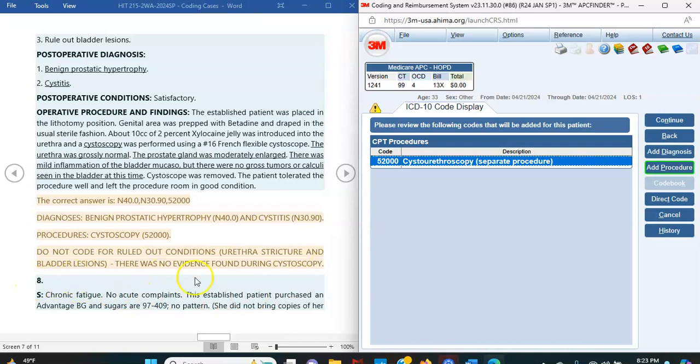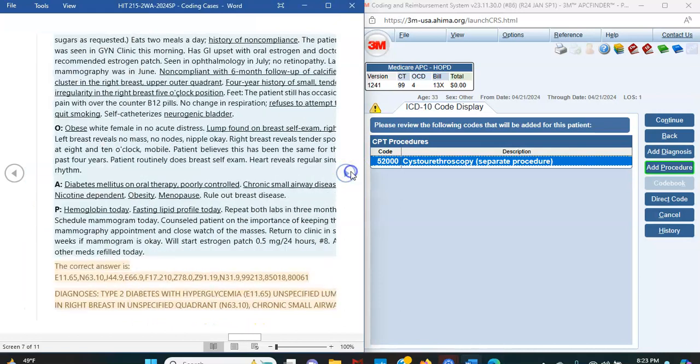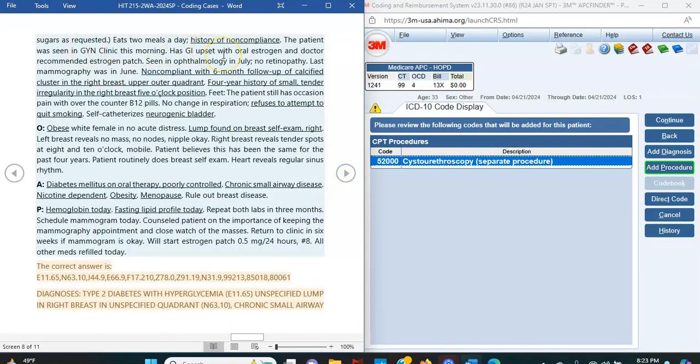Okay, so I guess we can start with the next one. I'm about out of time on this video. Looks like another SOAP note. Chronic fatigue, no acute complaints. Established patient purchased the, looks like a glucose monitor. She did not bring copies of her sugar.